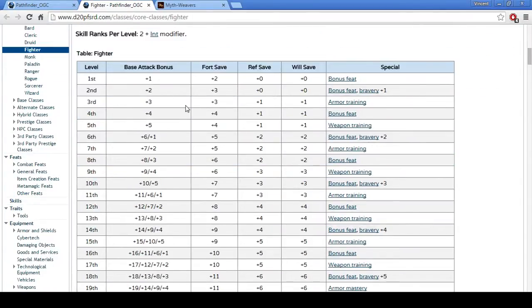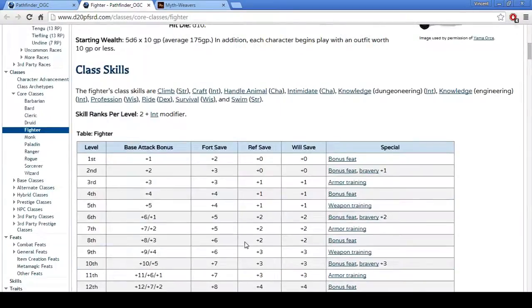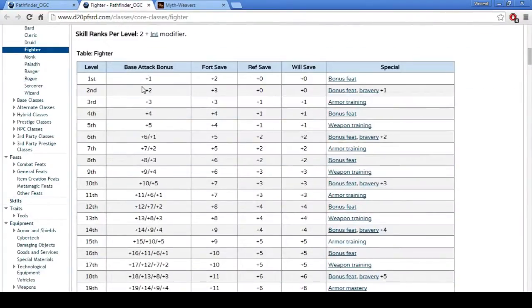And then after you're done reading all this, the next thing you want to look at is this table right here, and all this information should be identical if you're doing this out of the book. But this table here is going to tell you what you are going to get at every level. Like at first level, as a fighter, you're going to get a base attack bonus of 1, a fort save of +2, no reflex or will save, and you're going to get a bonus feat.